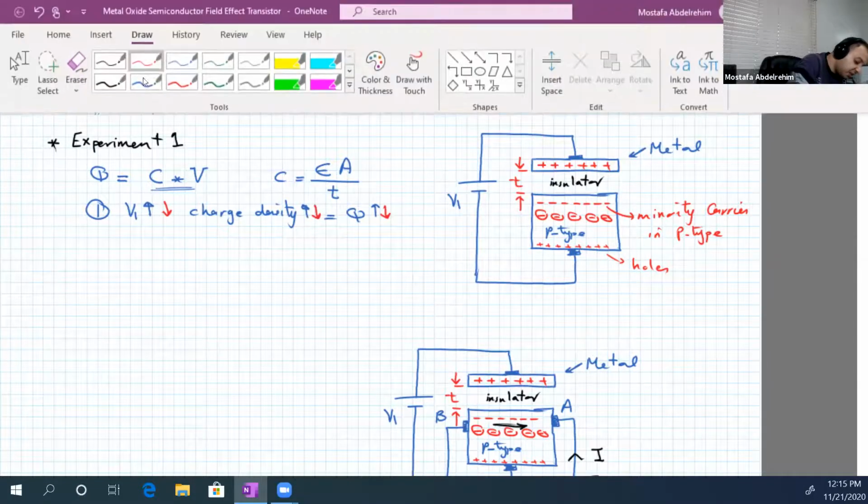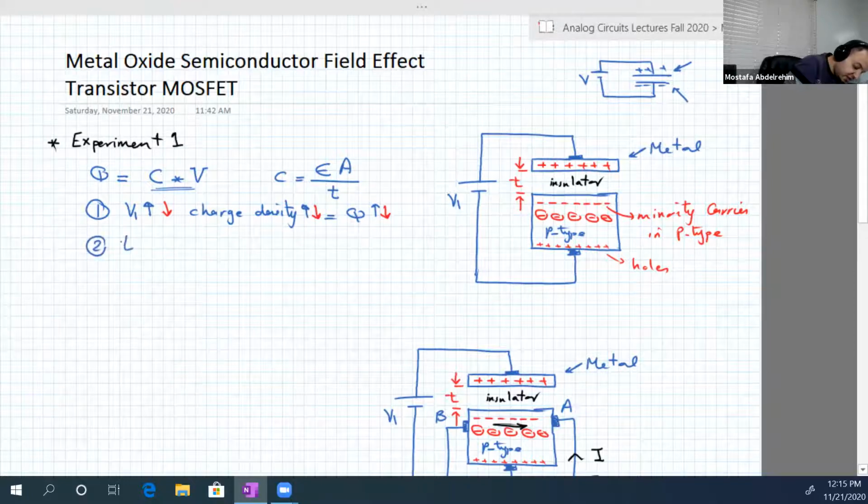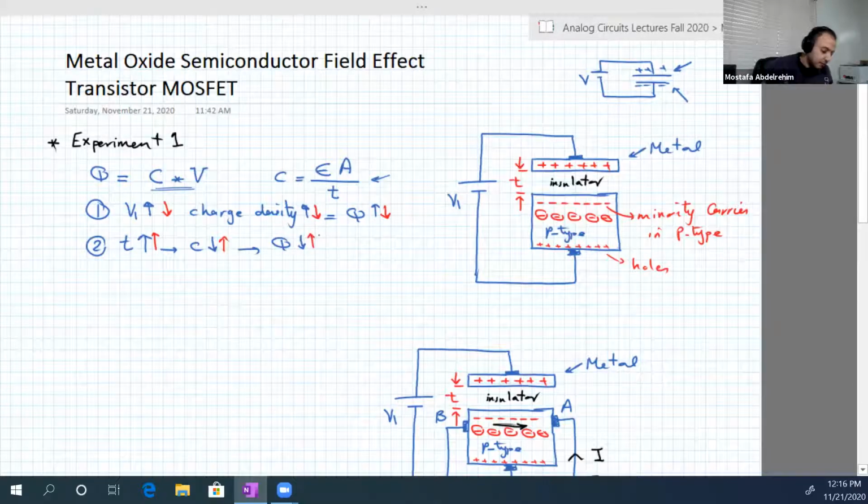Number two, the second parameter is T, the thickness. Although it's not that easy to change, only during the fabrication of the capacitor. If T increases, based on this equation, the capacitance will decrease, so the amount of charge that can be accumulated will decrease as well. So Q will decrease. And vice versa. If we decrease T, we have more capacitance, we can have more charge.